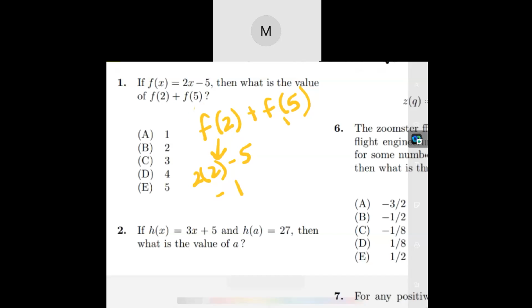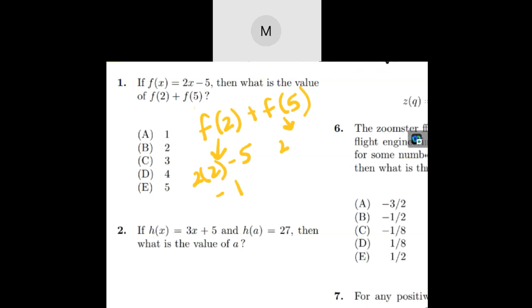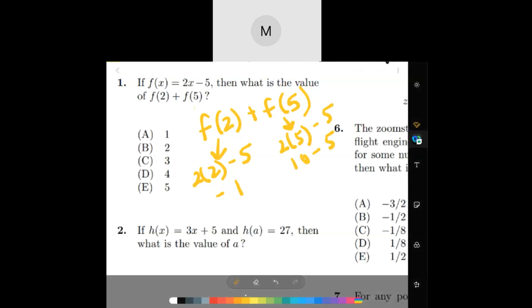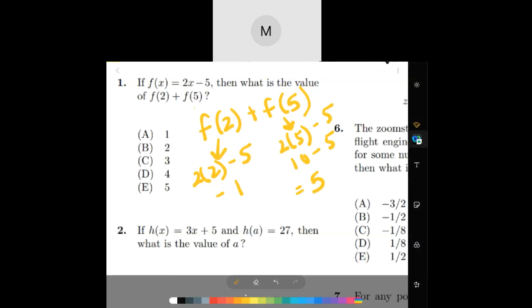If I look at f of 5, remember we only substitute whatever is in the input with the output here. So if I look at f of 5 and I substitute the 5, I get 2 times 5 minus 5, in this case 10 minus 5, and this is equal to just 5. And when I add the 2 up, I get my answer as 4.